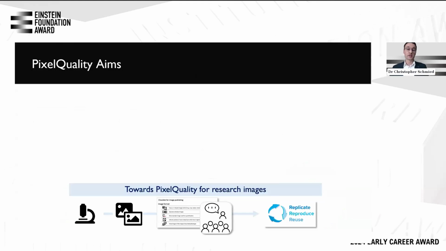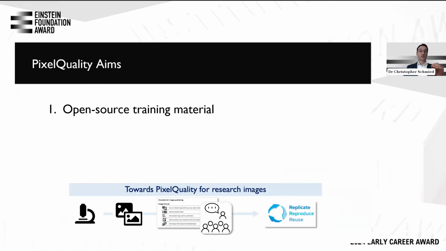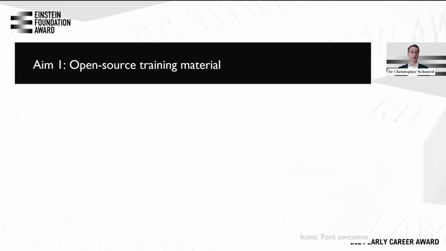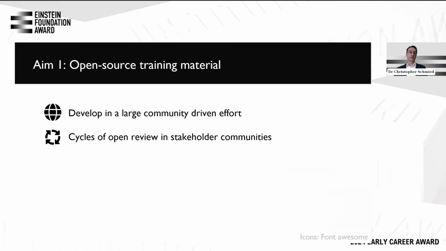With support from the Einstein Foundation, we believe that we can realize the full potential of these checklists. We want to create open source training material. We want to disseminate them widely among scientists, and we want to make them up to date to current usages of artificial intelligence. How are we doing this? So our existing global team is currently developing training material. We develop them iteratively in cycles of open review, and we will involve key stakeholders, communities from imaging, microscopy, and research.